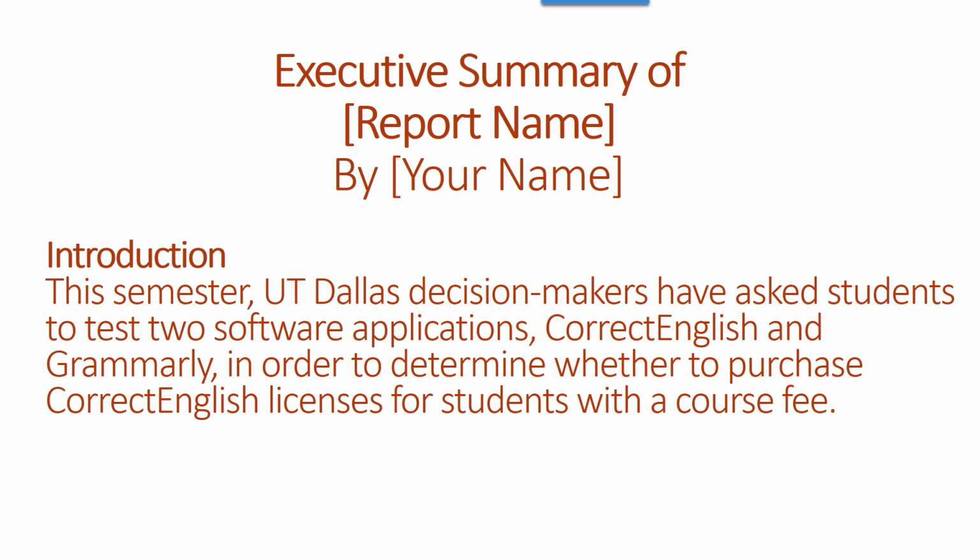Now, here we get to the concise yet specific. Correct English and Grammarly in order to determine whether to purchase correct English licenses for students with a course fee. Well, what matters? We're addressing who those decision makers are and what the task is that they've given. We've addressed the applications that we're looking at. So now we're specific, which makes this better. And the course fee, that's playing a critical part in the decision making because students will be paying for this.